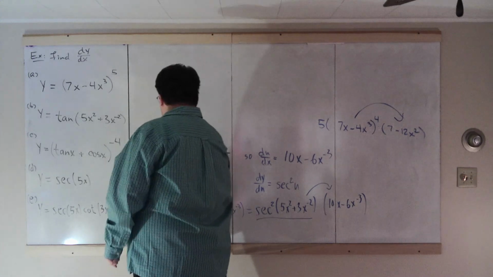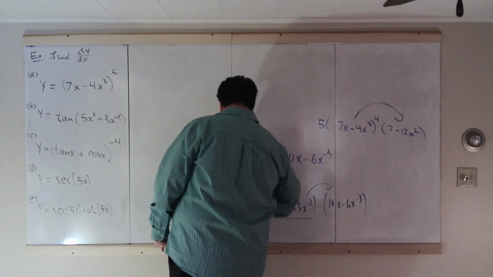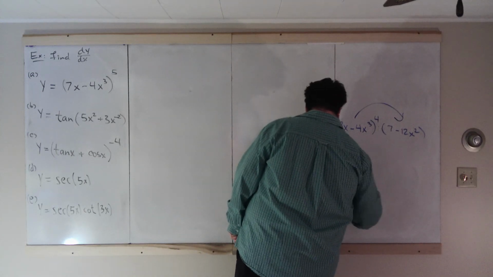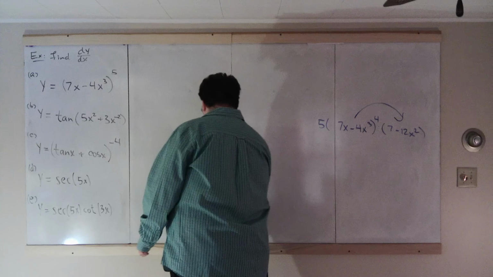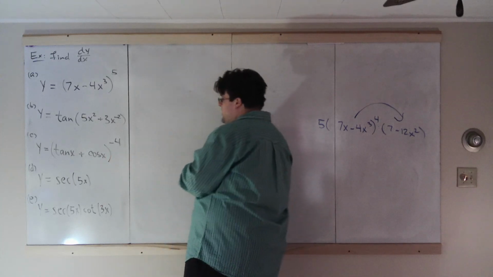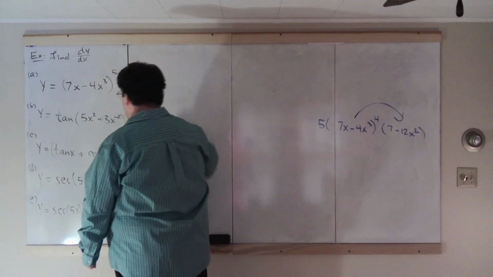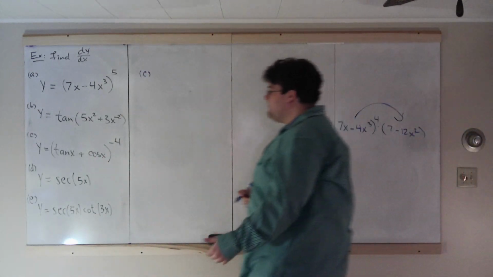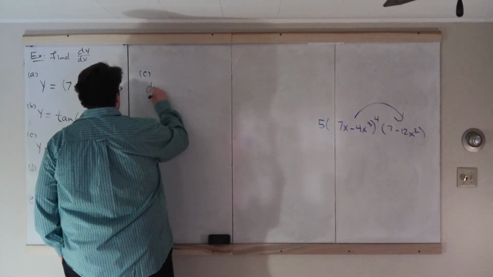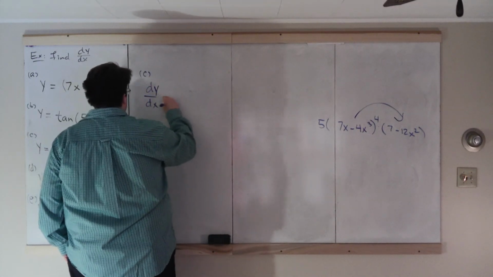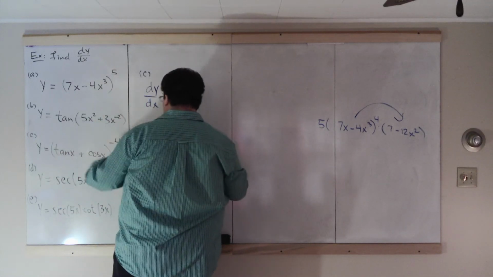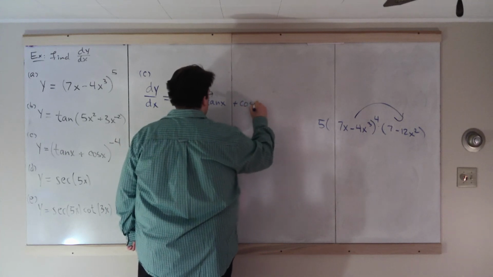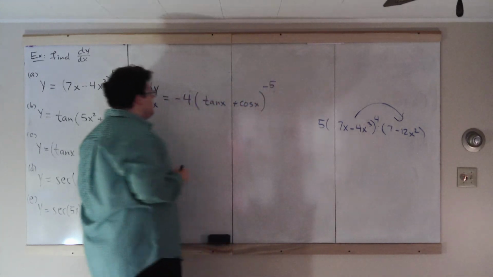So let's use that observation for problem 3 and do it without a substitution. In the first one, we had a function to the fifth. The derivative was 5 of them to the fourth. Here we have problem 3, problem C. Here we have a function to the negative fourth. So the derivative is going to be negative 4 of them to the negative fifth. But then you need to use the chain rule. So we have negative 4 of them, what is it? (Tangent plus cosine), all to the negative fifth.